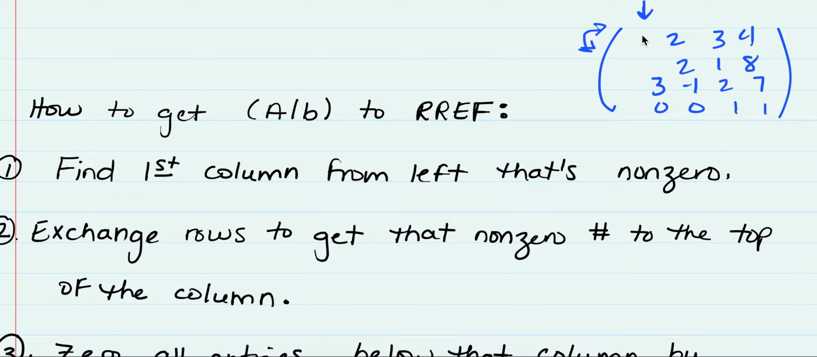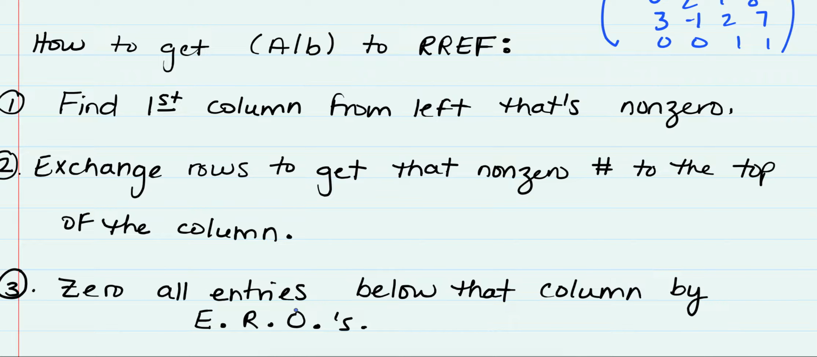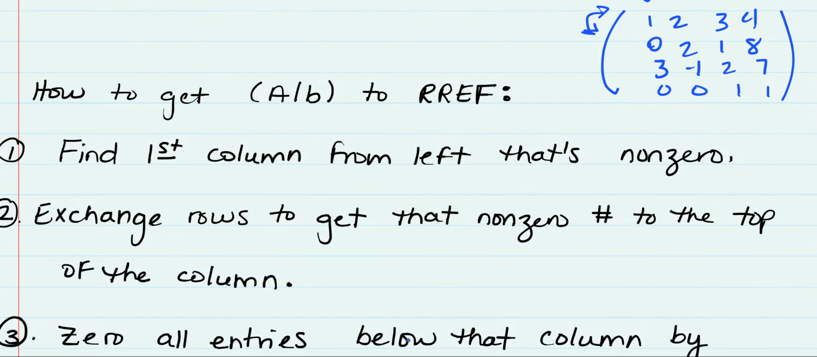So let me go back. Let's say that this is a 1 and a 2. I think this was a 0. Okay. Then you want to zero all entries below that column by elementary row operations.